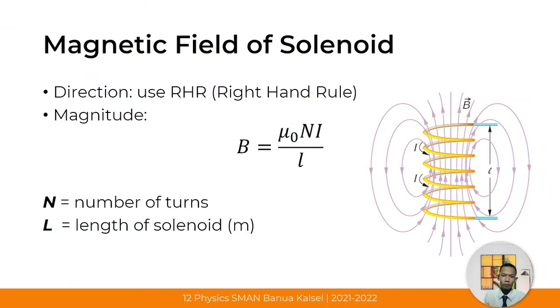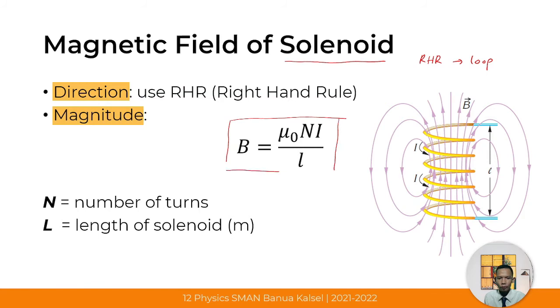Next is the solenoid. For the solenoid, we will also discuss the direction and the magnitude. For the direction, because the solenoid is also circular, we use the same right hand rule as in the loop. Thumb is the magnetic field, the forefinger is the electric current. And for the magnitude, we have mu 0 N I per L. The others are the same. N is the number of turns we already discussed in the loop, and L is the length of the solenoid. As you can see here, the length of the solenoid is this one.